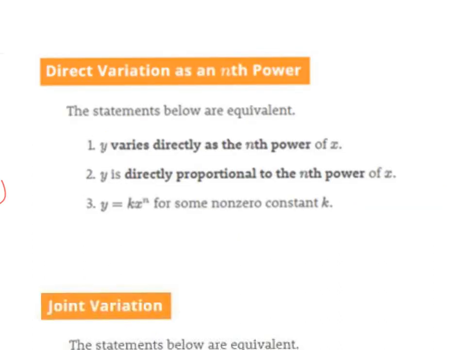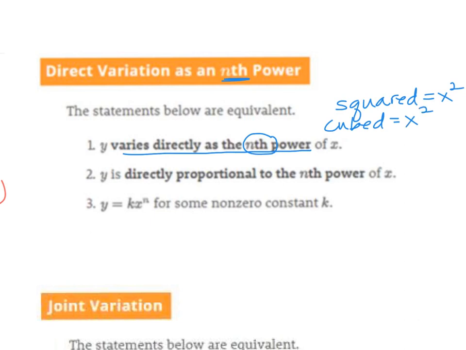The next type of variation is direct variation as an nth power. So it's very similar to the last kind of setup, but now your variable has an exponent on the right-hand side. So it says the statements below are equivalent. Y varies directly as an nth power of x. So n could be the squared power, and that just means you'd have x squared, the cubed power, and that means you'd have x cubed, the square root of x, and that just means you'd write square root x. So they all mean the same thing.